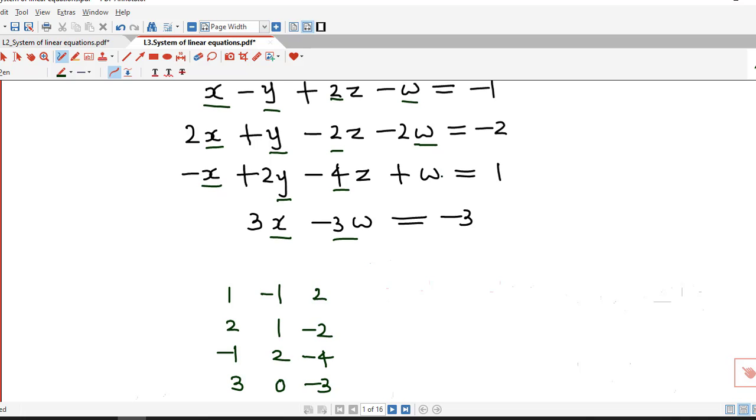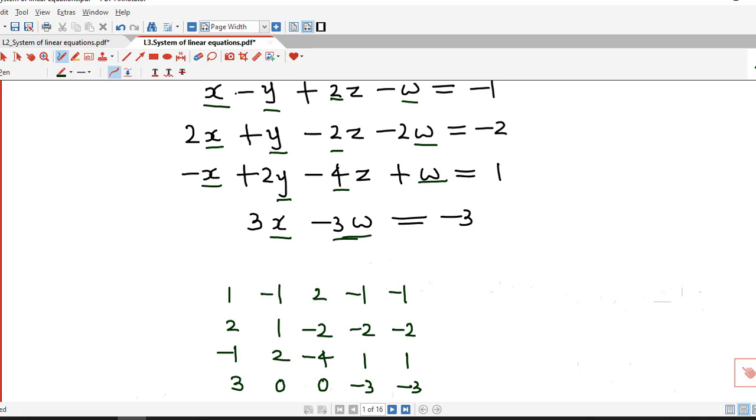Last column corresponds to coefficients of w. There is no z here, so coefficient of z is 0: 2, -2, -4 and 0. Then coefficients of w, which are -1, -2, 1 and -3. And the constants on the right hand side will constitute last column of the augmented matrix.